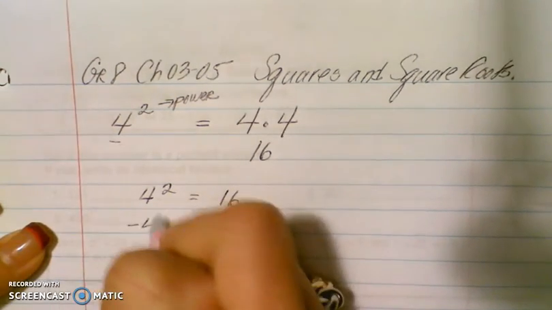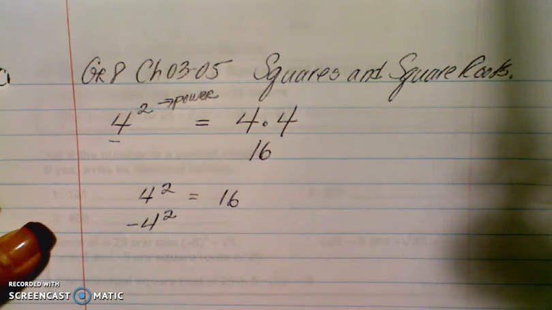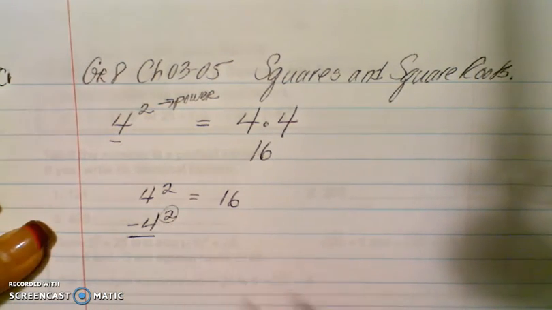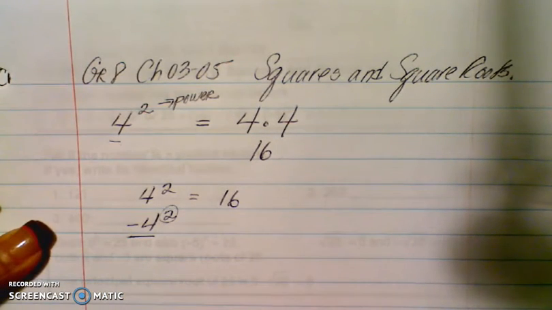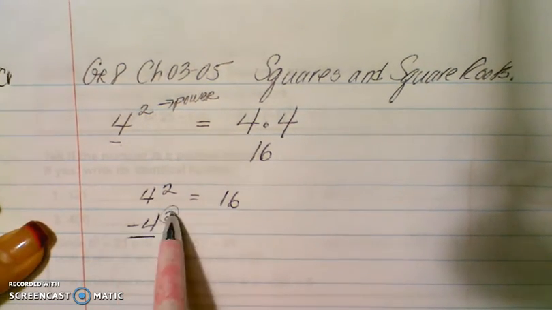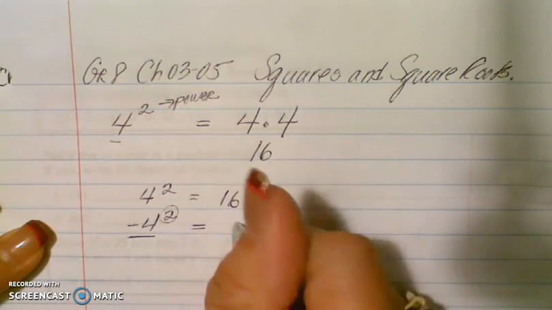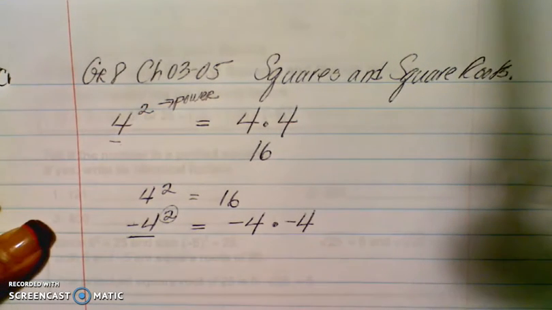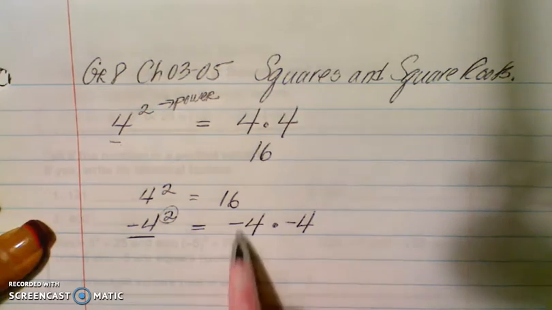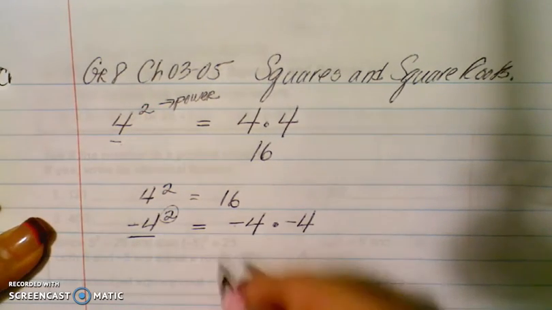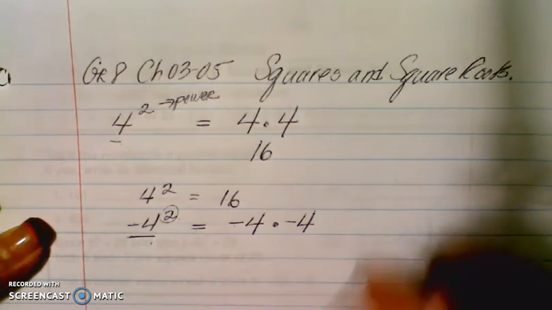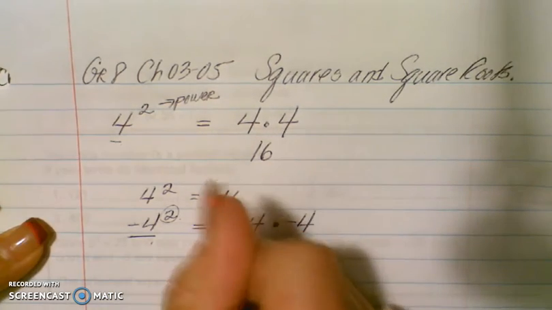Negative 4 squared will also have a value of 16, since again, the base is negative 4. The power tells you how many times you are multiplying that number. So negative 4 squared is equivalent to negative 4 times negative 4. And we remember from our rules of operations that a negative times a negative is a positive. So negative 4 squared also has a value of 16.